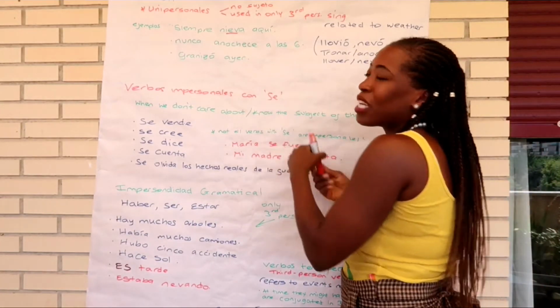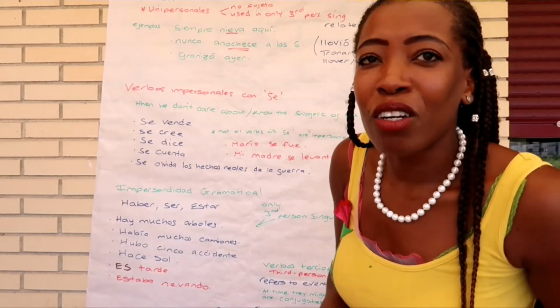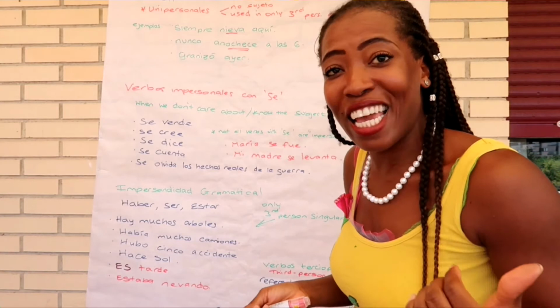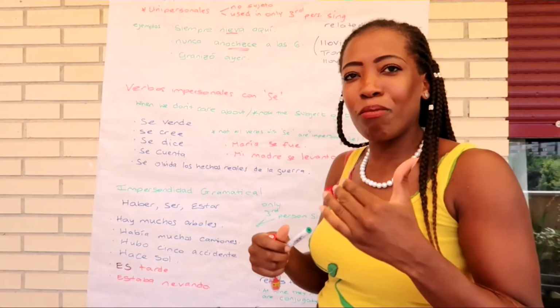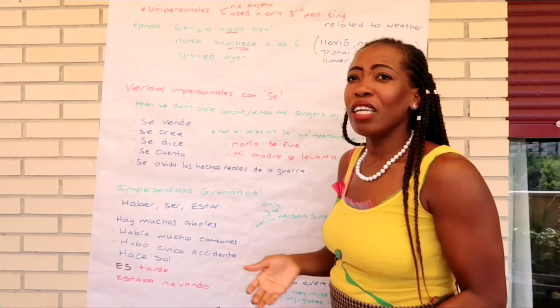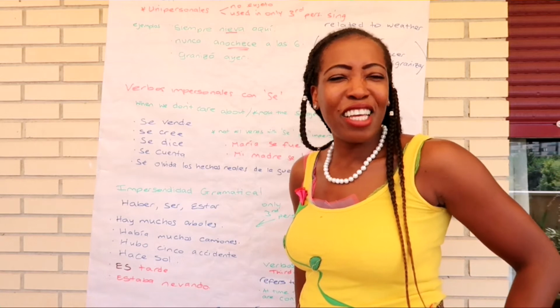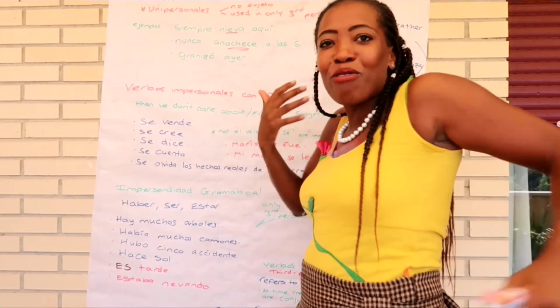Anochece is from anochecer, which is to get dark. Okay? Or when night draws in. To become dark. So when night comes. Anochecer, to get dark. Yeah, we don't actually say that, but when night comes, nights come down, night has arrived.